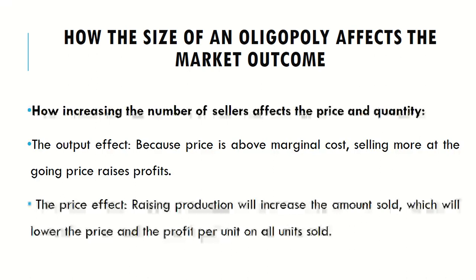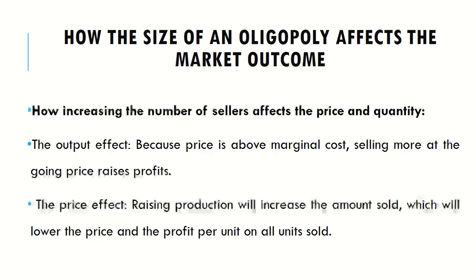Next slide is how the size of an oligopoly affects the market outcome. Suppose that the size of a market has increased due to an increase in the number of sellers. So how can this increase in the number of sellers affect the price and quantity of the oligopolistic market? Here are two effects. First is the output effect and the other one is the price effect.